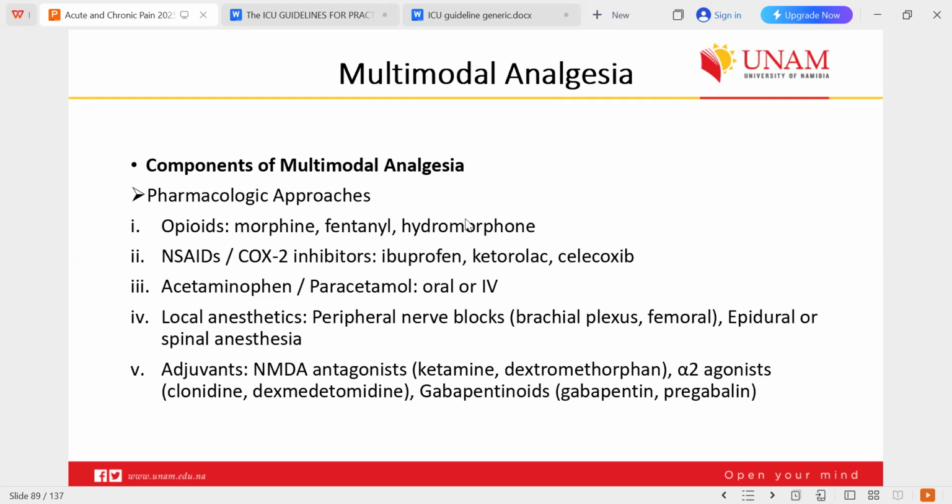So the pharmacological approaches: opioid, which is the gold standard for the management of acute pain. You have your NSAID, which can be the generic COX-1, COX-2, or the specific COX-2 inhibitors. All right, paracetamol. I hope we know that paracetamol is not considered an NSAID. It acts through a different pathway, especially centrally. Local anesthetic agent. Then we have adjuvants, like your NMDA antagonist, your alpha-2 agonist, and the alpha-2-delta calcium channel blockers, like your gabapentin and pregabalin.